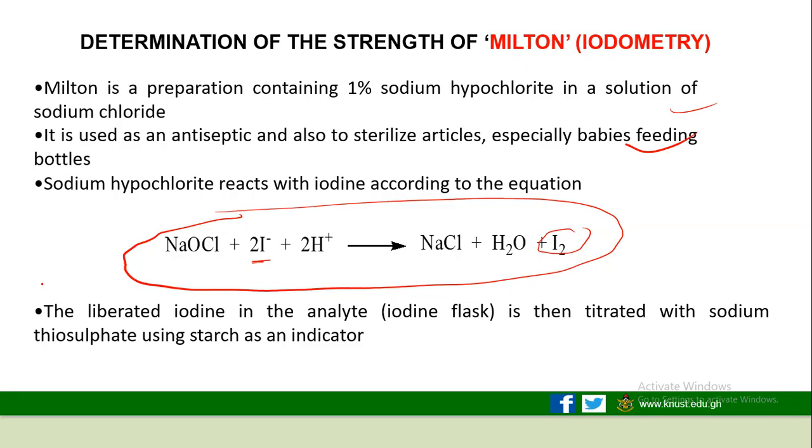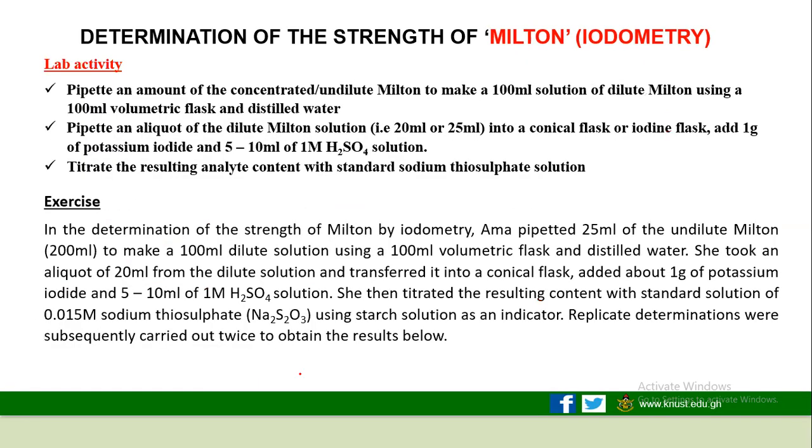Good. So this property of sodium hypochlorite makes it appropriate for us to use iodometry to quantify it, because we know that when the hypochlorite reacts with iodide, it liberates iodine, right? And then we can get the amount of iodine liberated by reacting with the thiosulfate. So the liberated iodine in the analyte is then titrated with the sodium thiosulfate using starch as indicator.